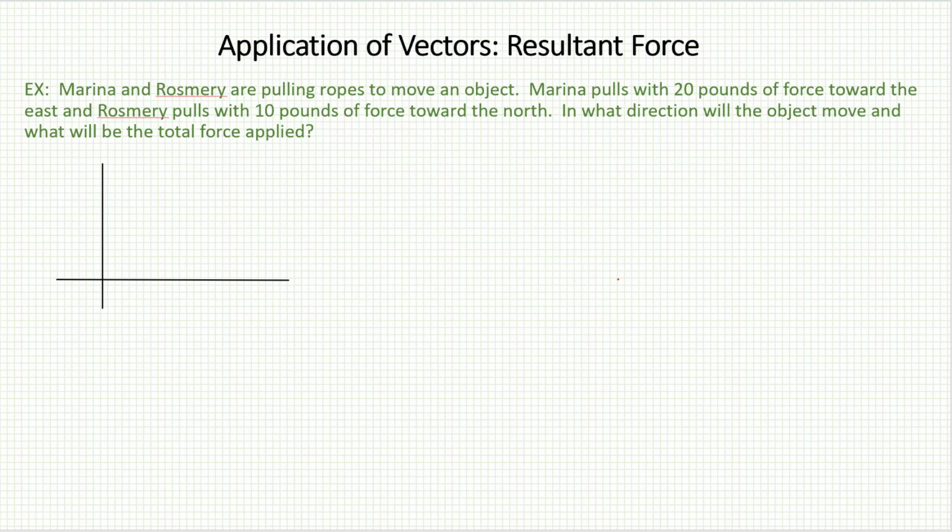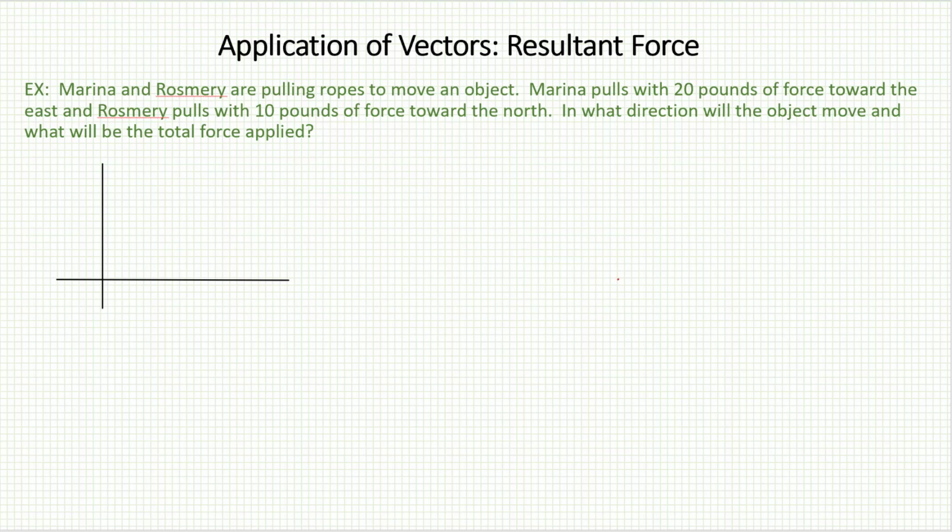Application of vectors, resultant force. Here's the situation. We've got some heavy object. Marina and Rosemary are moving the object by pulling ropes. It says Marina pulls the object with 20 pounds of force toward the east. Rosemary pulls with 10 pounds of force toward the north. Where is the object going to go, and what will be the total force applied on it?